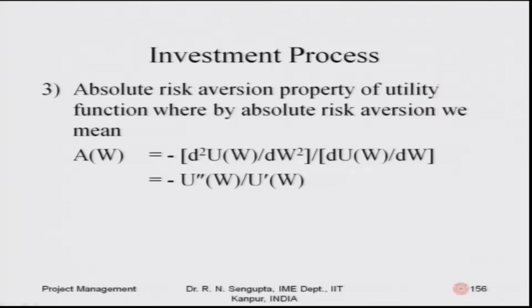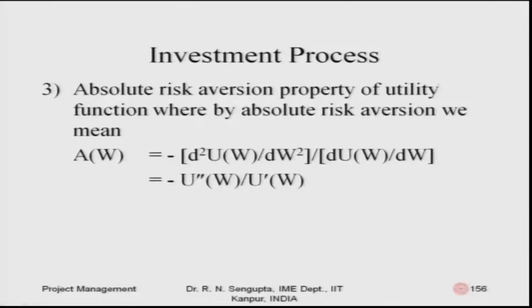Now, we will consider two important properties. They are very heavily used in any decision making process, whether in a project and investments, or trying to do an optimization problem, whatever it is. The first property is the absolute risk aversion property. Without the proof, I am giving the formula.